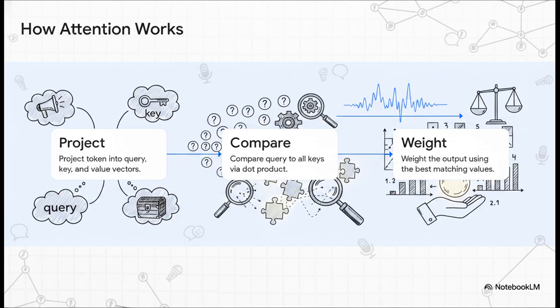A word walks in and shouts a query across the room. It then scans for matching keys held by other words. It mathematically compares these, and when it finds the best matches, it extracts the value or the context from them. This lets the model process all the positions in a sequence at exactly the same time, which GPUs absolutely love. And because they love parallel processing, the model runs this cocktail party simultaneously across dozens of different tables. We call that multi-head attention.